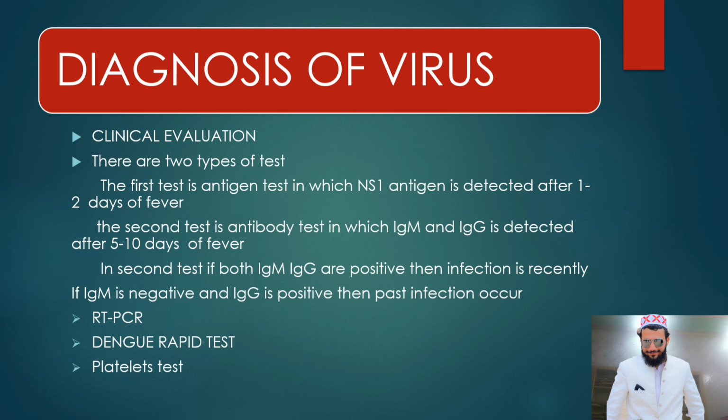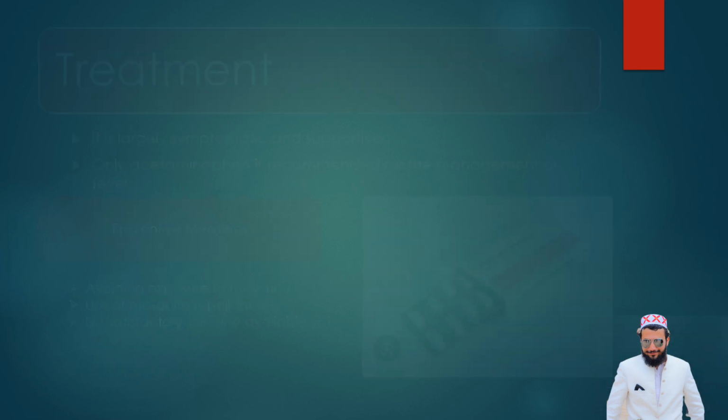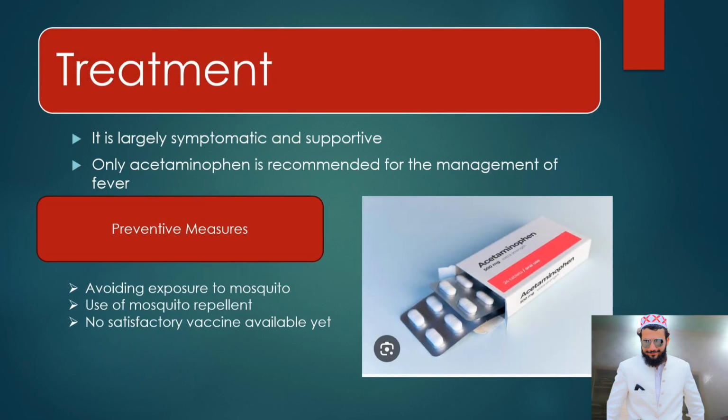In the second test, if both immunoglobulin M and IgG are positive, then the infection is recent. If IgM is negative and IgG is positive, then it is a past infection. The other test is RT-PCR, in which viral RNA is detected. There are also the dengue rapid test and platelet tests, because in dengue there is a lower concentration of platelets, which is called thrombocytopenia. That is why this test is performed to detect the dengue virus.